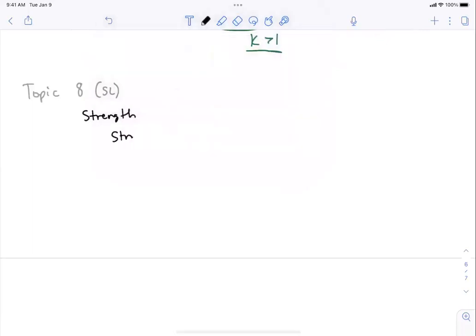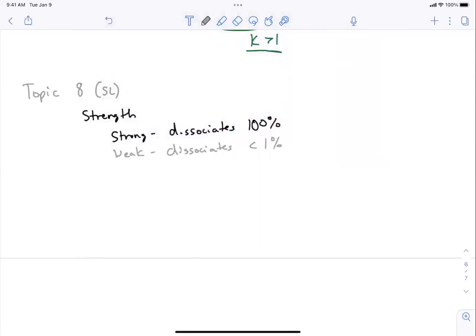So when you say something is strong, that means it dissociates 100%. And when you say something is weak, it dissociates less than about 1%, or partially dissociates. And every property of a strong versus a weak acid or base is dependent on that, whether it's conductivity, pH, reaction rate.